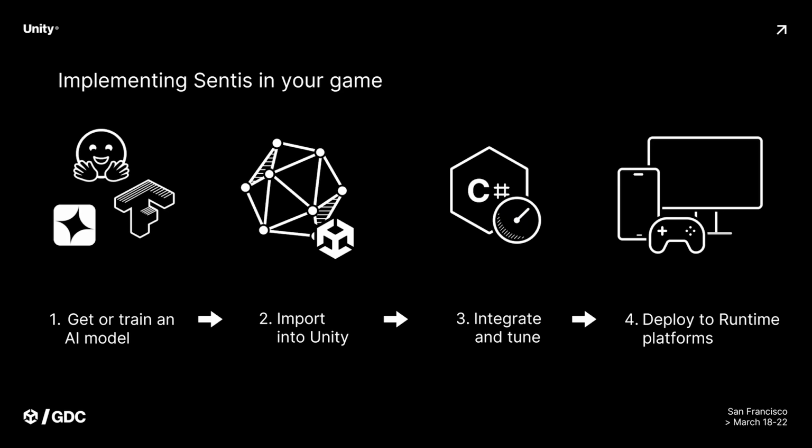And here is where you'll probably need to do some optimization of the network and your game to get it to work really, really well. Step 4 is to deploy your game or runtime app just like you normally do today.